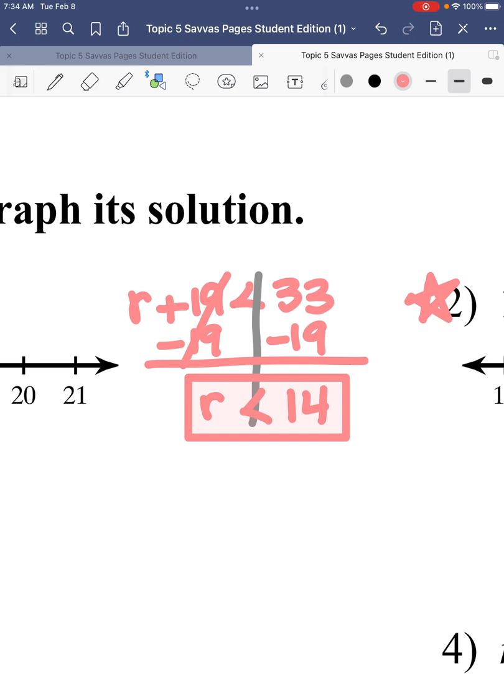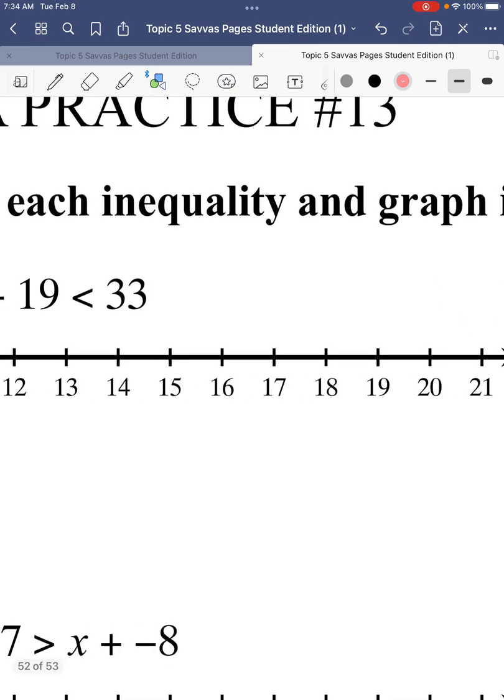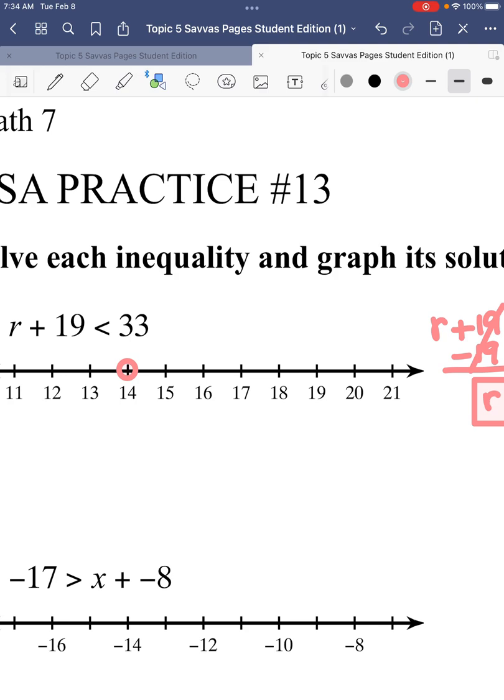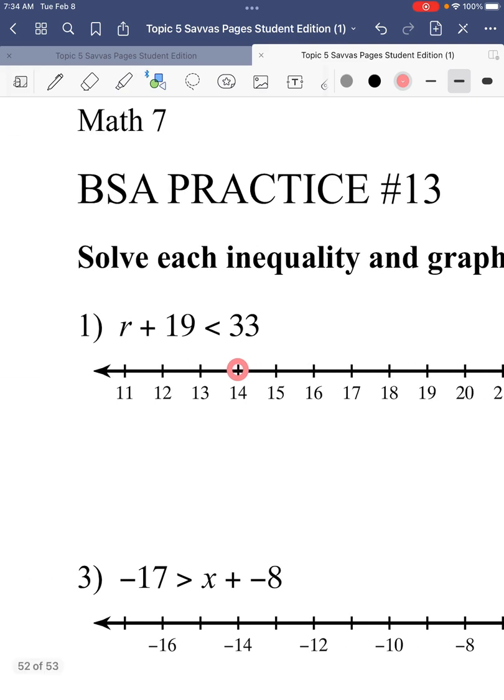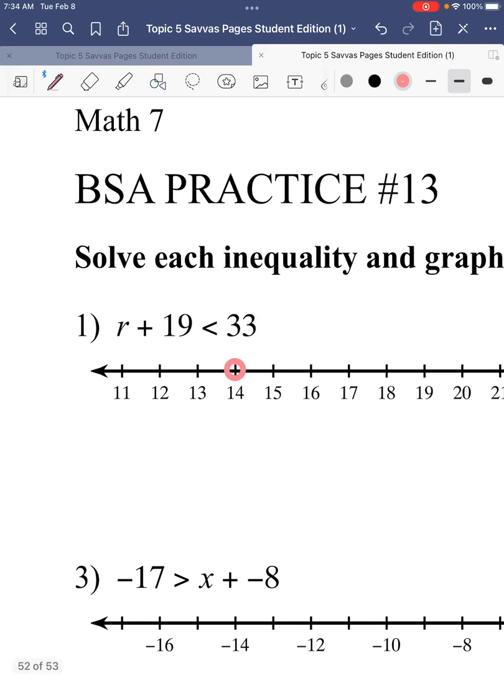So at 14 on my number line, I'm going to put an open circle. And now because r is less than that, I want to shade the numbers that are smaller. So I'm shading towards 11, and I include my arrow.